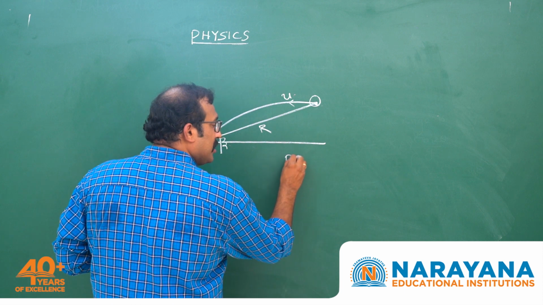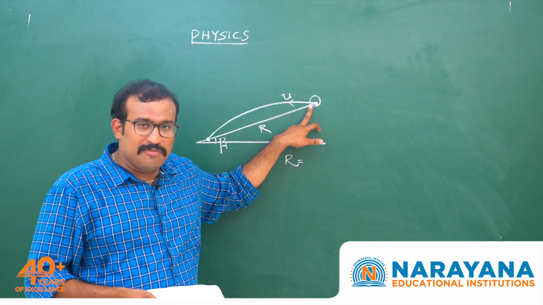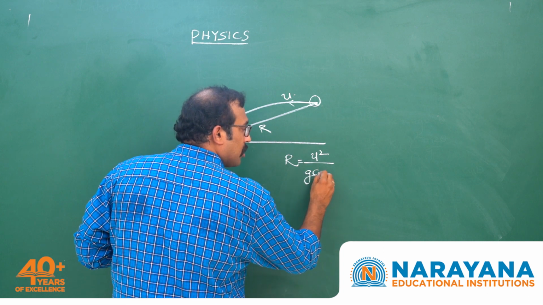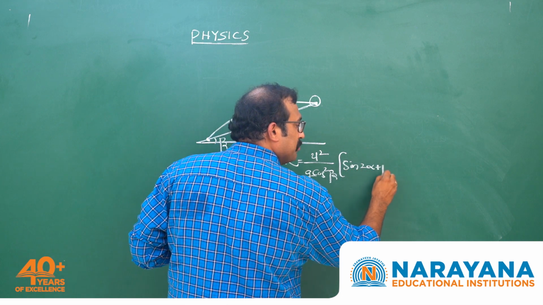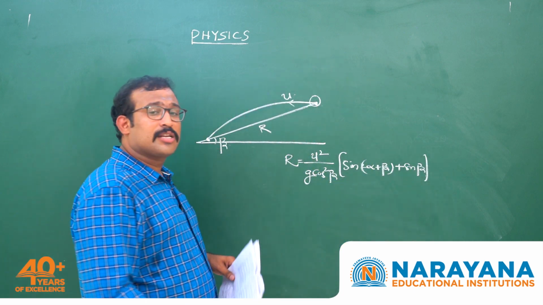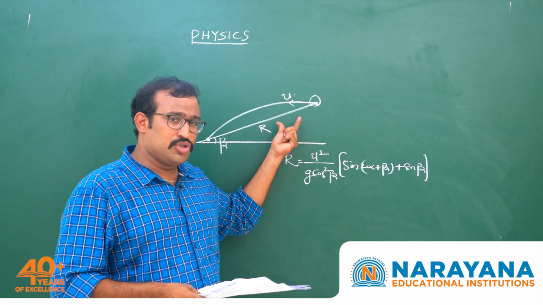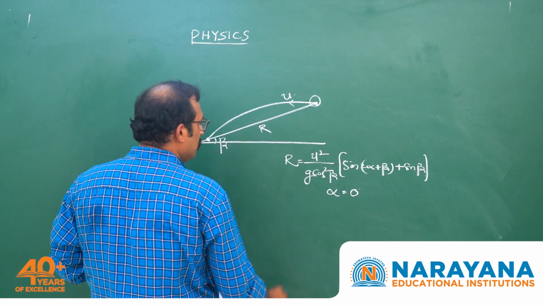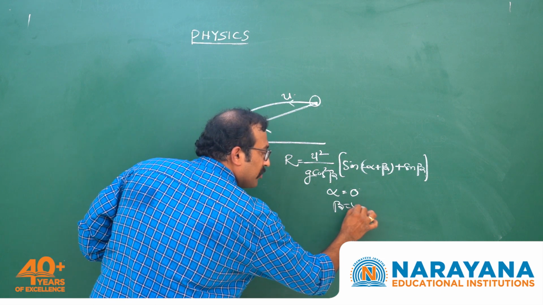The range of a projectile for horizontal projection from the top of an inclined plane is given by range is equal to u square by g cos square beta into sine of 2 alpha plus beta plus sine beta. Students are clearly instructed to remember this formula for inclined plane motion. Now here alpha is 0 because it is horizontal projection, and beta is 45 degrees.